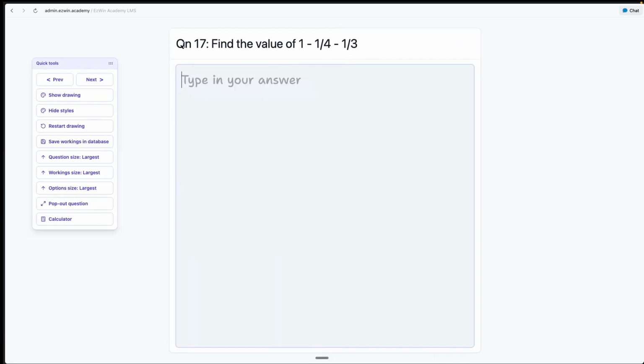All right, next question. Pretty straightforward. Find the value of 1 minus 1/4 minus 1/3. So we know that the denominators are 4 and 3. So we just need the lowest common multiple for 4 and 3, which is basically 12. So in this case, if I were to just show my workings, right?